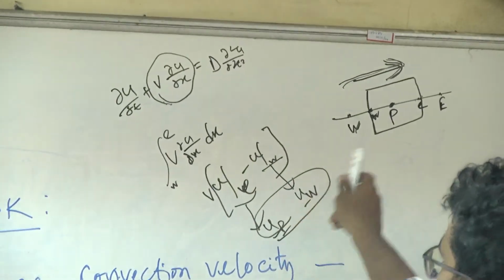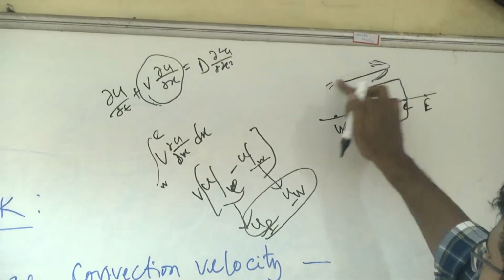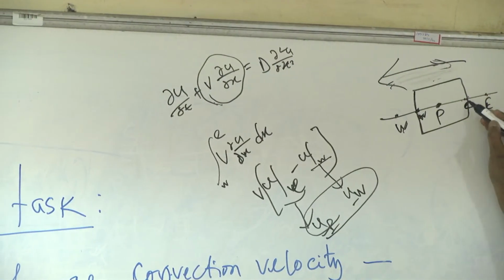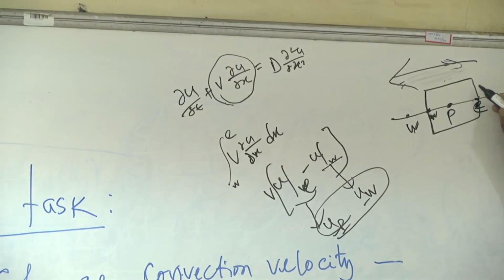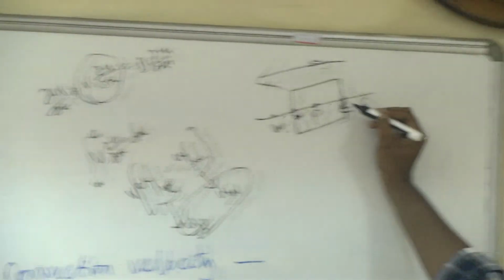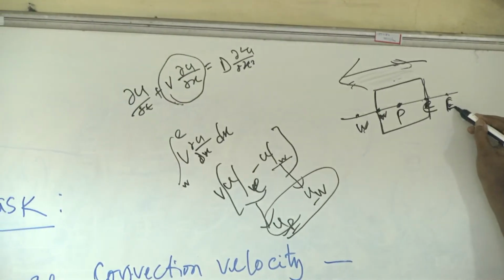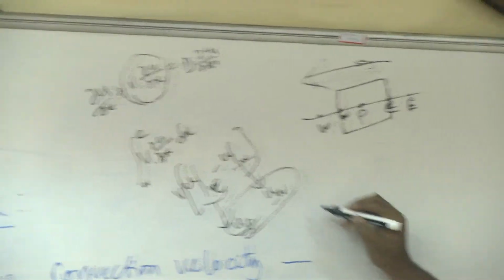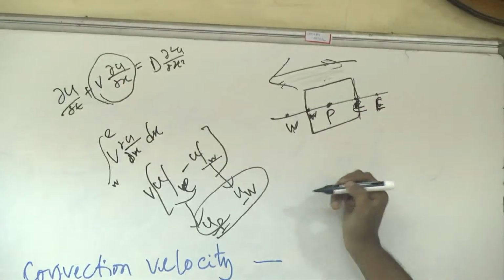If V, this convection velocity, is negative, then in the scheme you have to update like this. This UE, the velocity at the face e, will be mostly affected by this point now. So this UE will accordingly change. Yeah, you have to check.